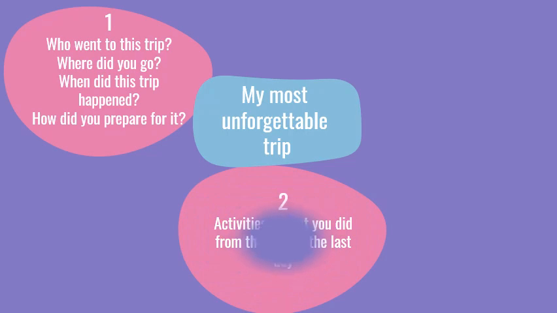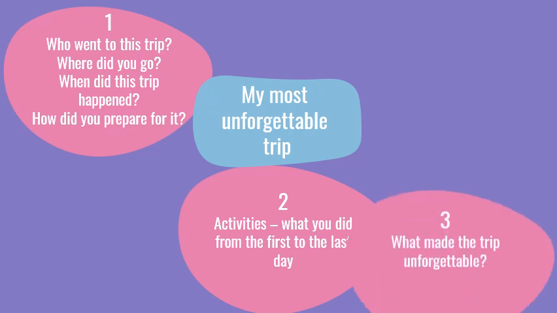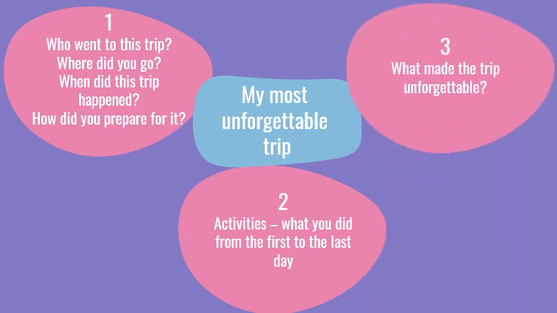Next, we can talk about the activities of what you did from the first day of the trip to the last day of the trip. You can do numbering when you're planning it, okay? And then for the final paragraph, you can summarize it by talking about what made the trip unforgettable for you. Okay? Please remember that ideas are not limited to these only. You can add more of your ideas. Okay?